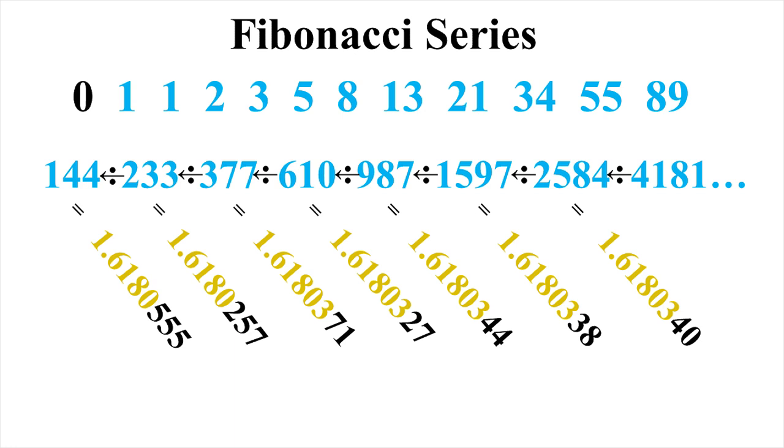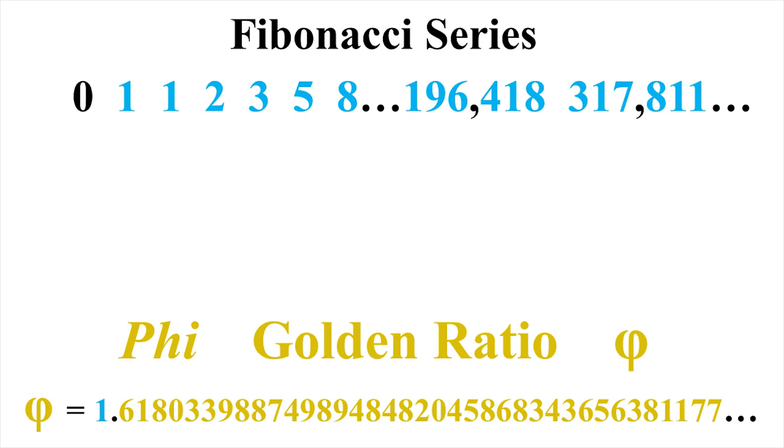1.618, 1.6180, 1.61803. It keeps zeroing in. It goes a little bit higher, then a little bit lower, higher, lower, and it's zeroing in on some special number. And that number is phi, which we call the golden ratio.